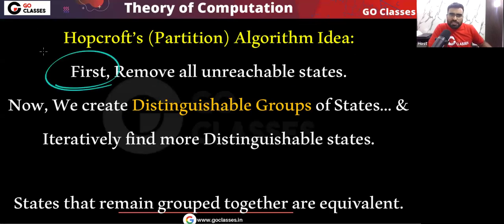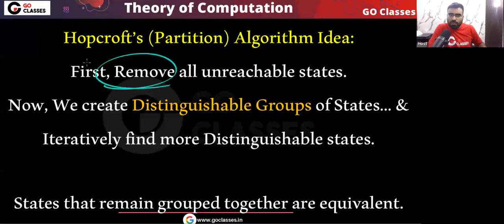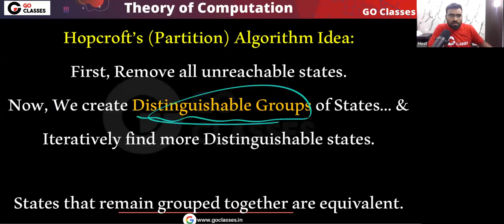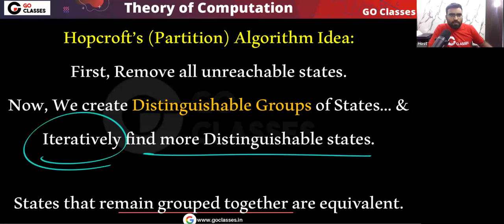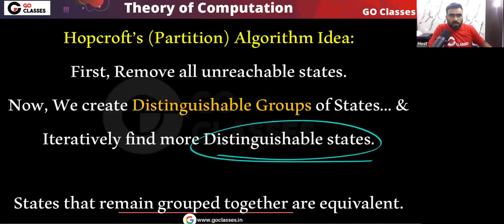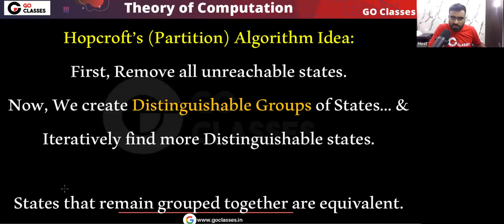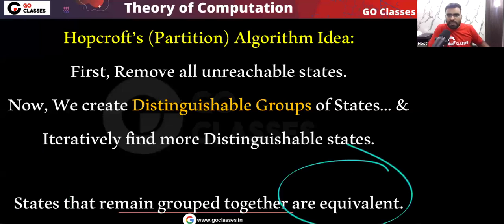First, you remove every unreachable state. After that, what will we do? We will create distinguishable groups of states, and iteratively we will find more distinguishable states. Okay, and at the end, at the end of the algorithm, the states which are in the same group will be equivalent.